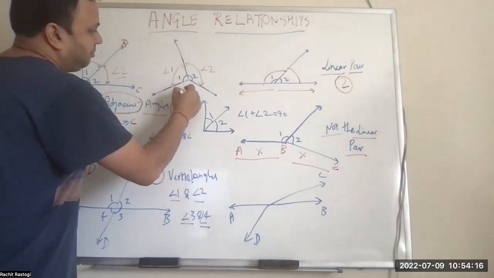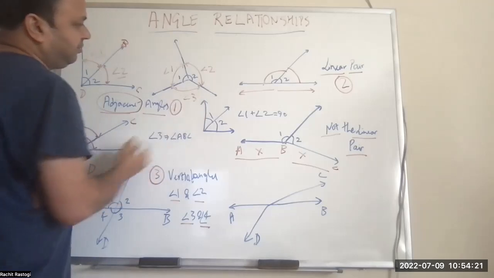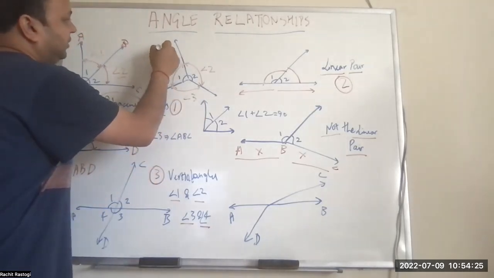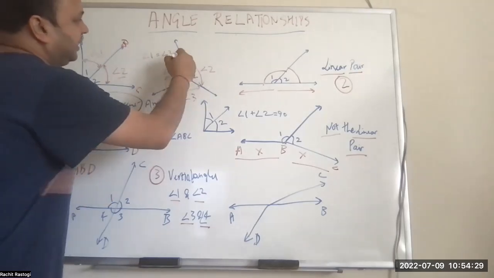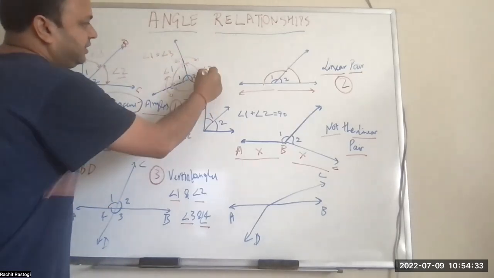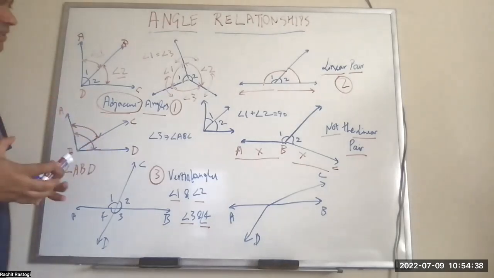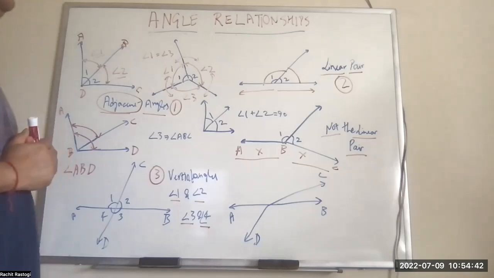But to make it more complex, what about this angle? I'm calling it angle 3. Is this also adjacent? Yes, angle 1 is adjacent to angle 3. These two are adjacent to each other. Then angle 1 and angle 2 are also adjacent to each other. Angle 2 and 3 are also adjacent to each other, because they are next to each other. So this concept is called adjacent angles.